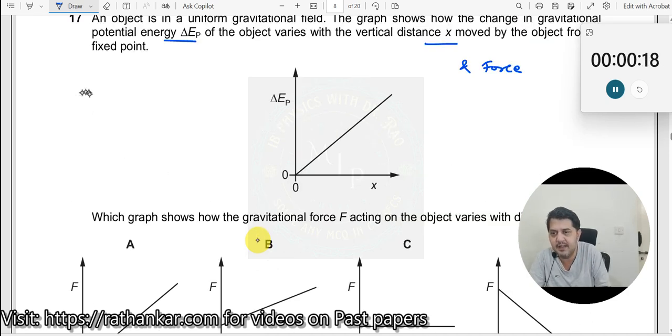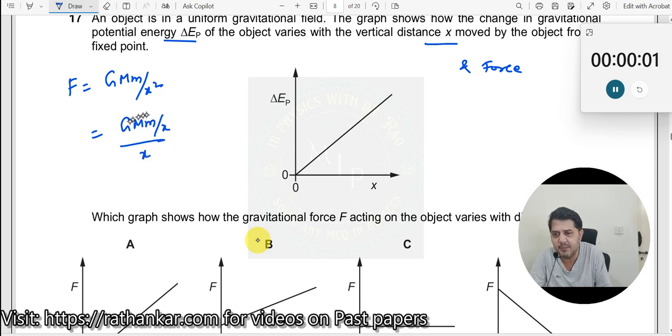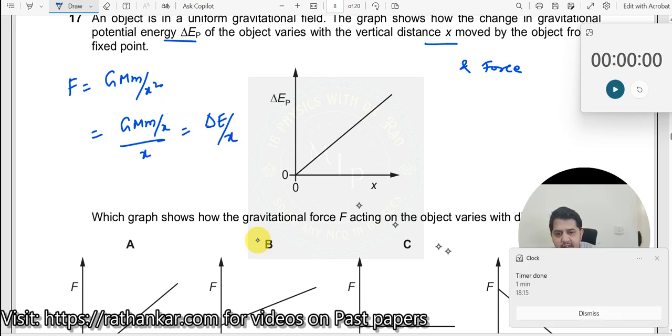What is gravitational potential energy? First, let us write down where we get this gravitational force. Gravitational force is given by Gmm divided by x squared. Now, what is gravitational potential energy? This should be Gmm divided by x. So this should be your gravitational potential energy, which is now delta E divided by x over here.